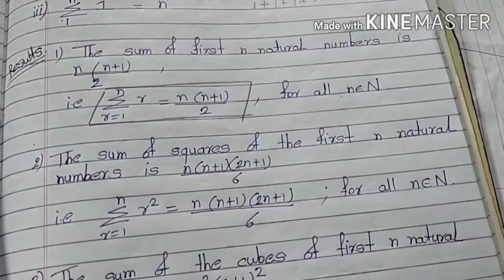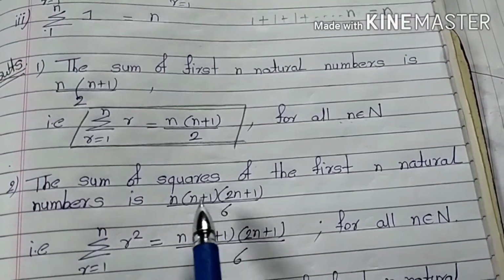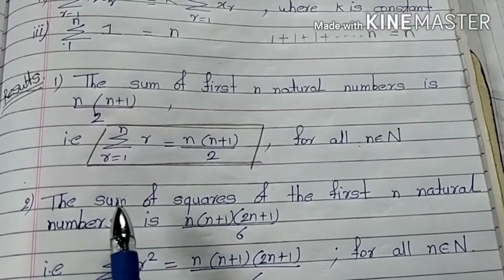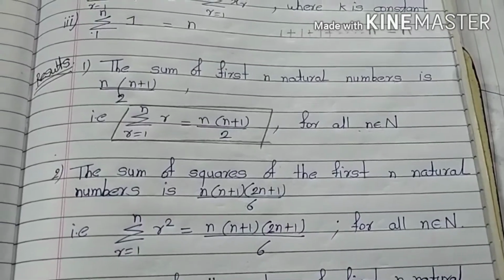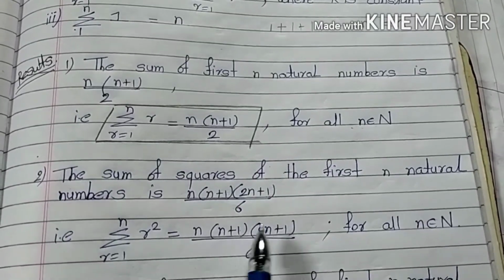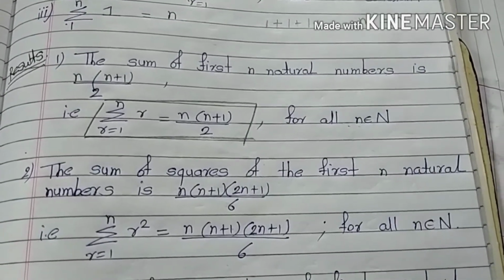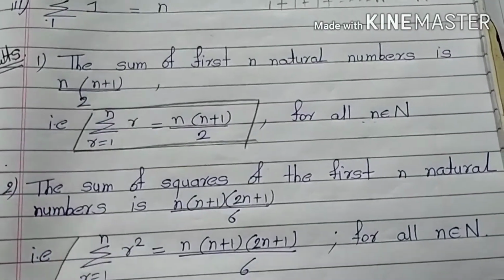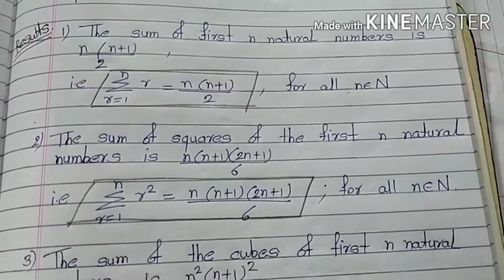Now next, the sum of squares of first n natural numbers is n into n plus 1 into 2n plus 1 upon 6. So this is the second formula. This is the sum of squares of first n natural numbers, and it is given by summation of r square where r runs from 1 to n, which is equal to n into n plus 1 into 2n plus 1 upon 6 for all n belongs to natural numbers. This sign is 'belongs to'. This is also a very important formula. This formula is useful when we solve examples.